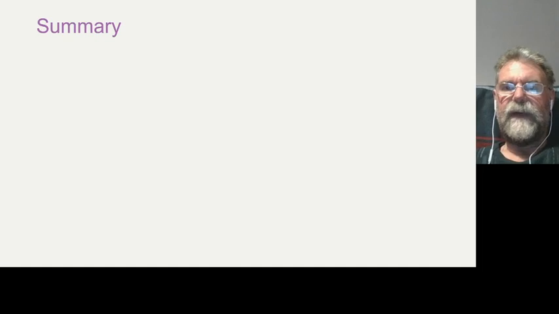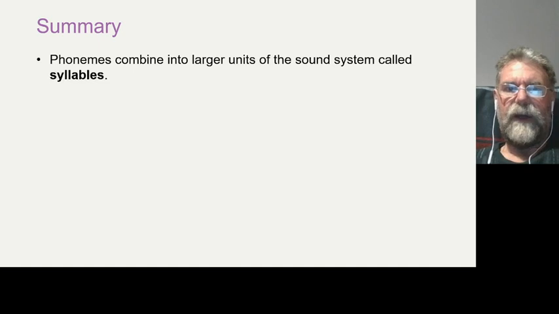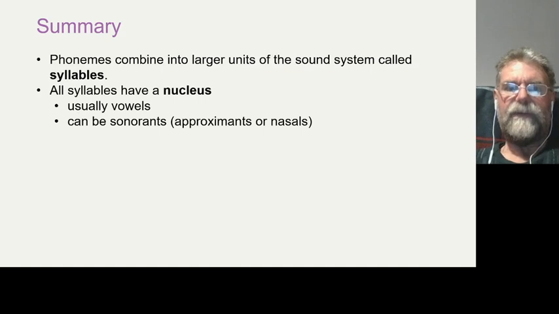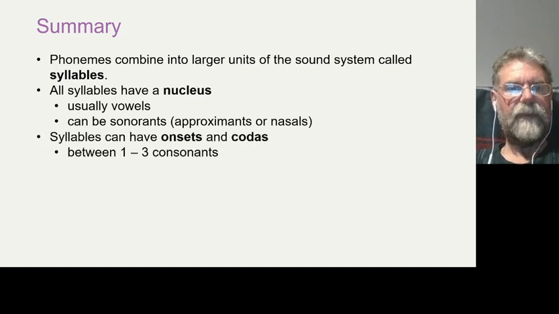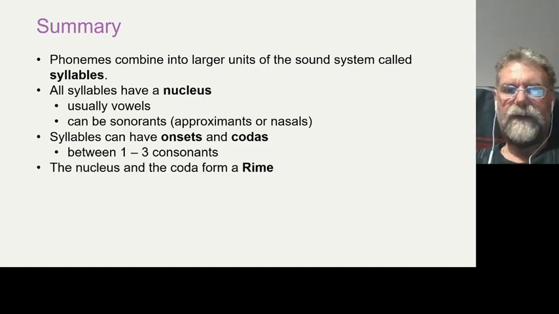Okay, so let's summarize briefly what we've gone through today. Phonemes we've seen combine into larger units of sound called syllables. And all syllables have a nucleus, which is usually a vowel, but it can be one of these sonorant consonants, either an approximant or a nasal. Syllables can also have onsets and codas. There can be one to three consonants in the onset and the coda. And the nucleus and the coda go together to form a rhyme.